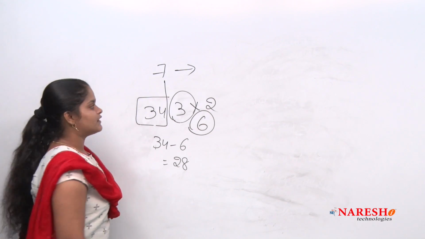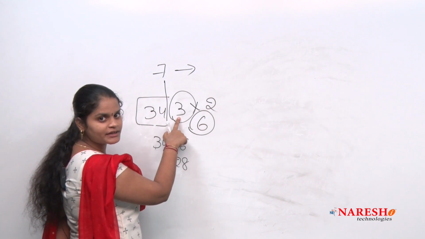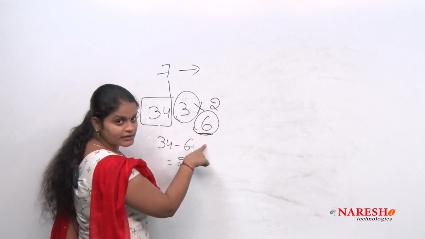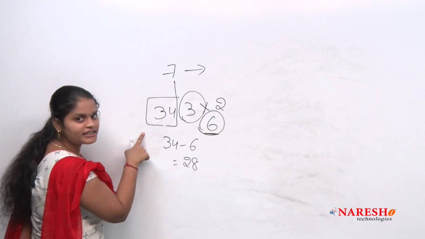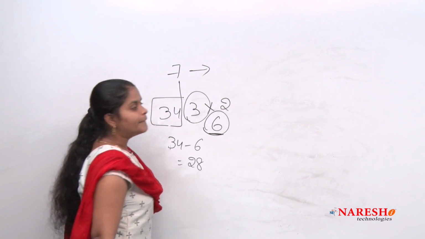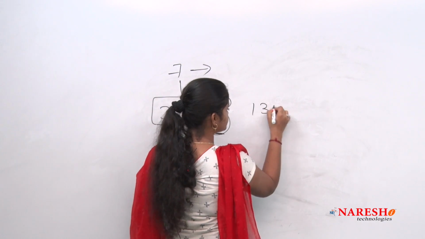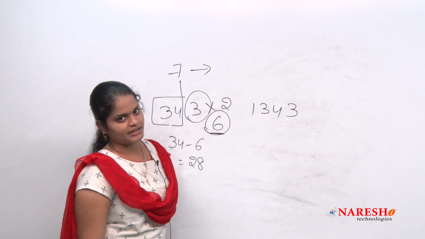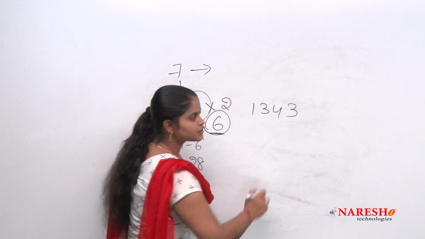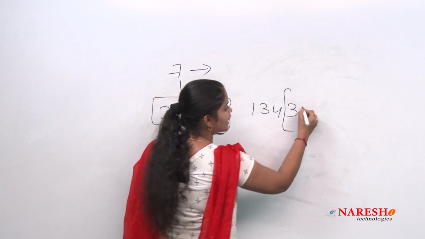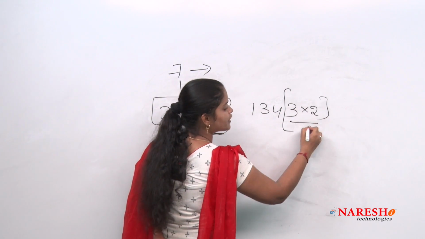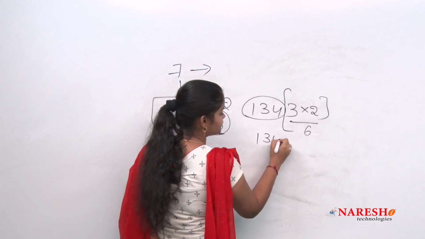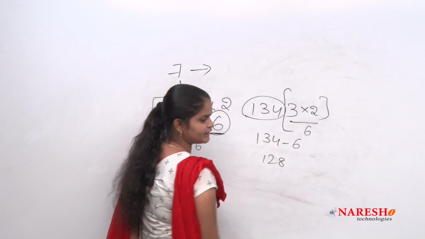What did I do? First of all, I take the last digit and multiply it with 2. Whatever answer you get, subtract this from the remaining number. For example, there is a question like this. Now I should check whether this number is divisible by 7 or not. I should take the last digit and multiply it with 2. So that is 6. This 6 I should subtract from the remaining number. So minus 6 will be 128.